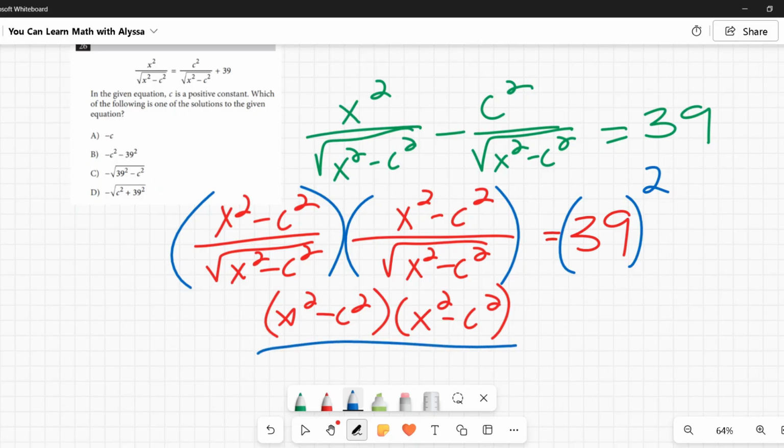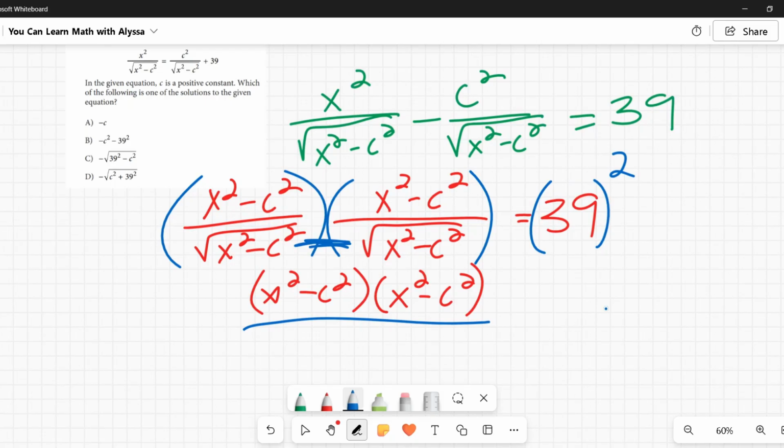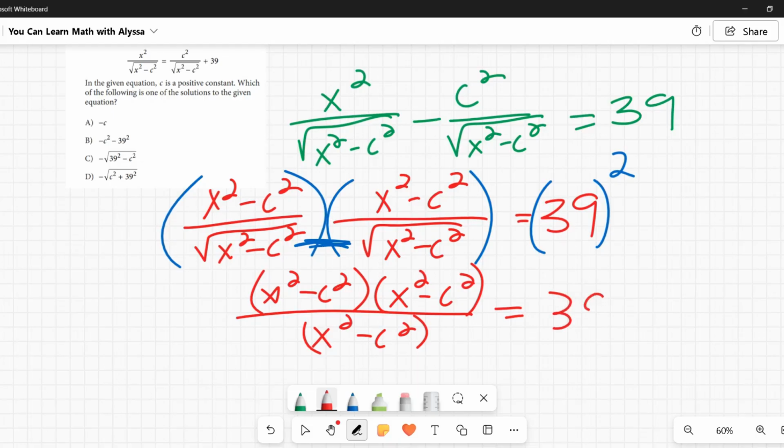And all of that is over this. When you multiply these two square roots together, it gets rid of the square root because it's the same number. The square root of the same number times the square root of that number just equals the number, like the square root of 10 times the square root of 10 equals 10. So we're just left with x squared minus c squared on the bottom. Actually, I'm going to write that in red. There we go. x squared minus c squared on the bottom. And on the right, we have 39 squared.